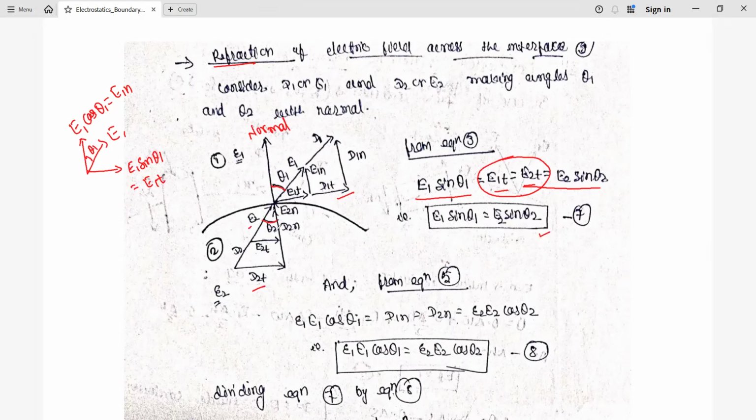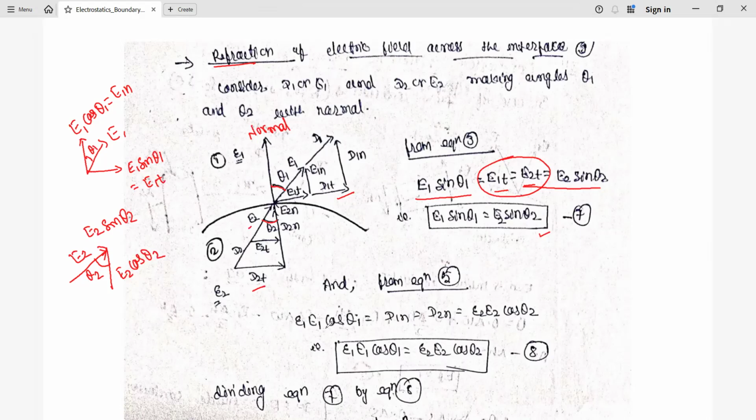Here again, a similar situation we want to realize in medium 2 also. Here we have E2, and the angle is theta 2. So the normal component is E2 cos theta 2, and the tangential component is going to become E2 sine theta 2. Like this we are going to resolve the vectors E1 and E2.